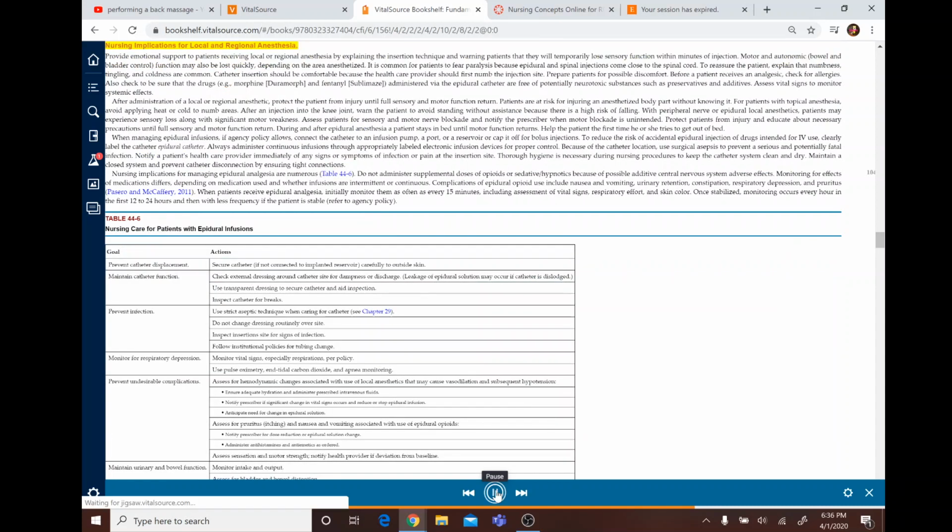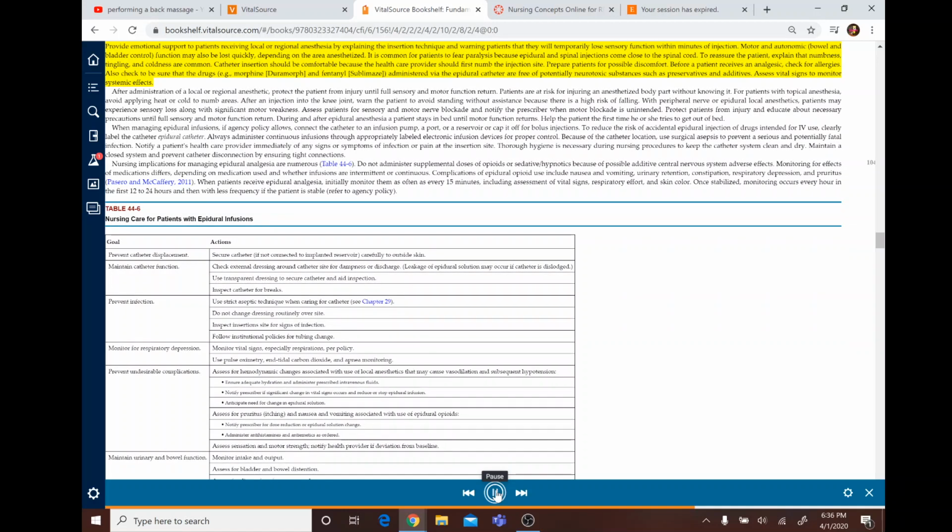Complications. Nursing implications for local and regional anesthesia. Provide emotional support to patients receiving local or regional anesthesia by explaining the insertion technique and warning patients that they will temporarily lose sensory function within minutes of injection. Motor and autonomic function, including bowel and bladder control, may also be lost quickly, depending on the area anesthetized. It is common for patients to fear paralysis because epidural and spinal injections come close to the spinal cord. To reassure the patient, explain that numbness, tingling, and coldness are common. Catheter insertion should be comfortable because the healthcare provider should first numb the injection site. Prepare patients for possible discomfort.